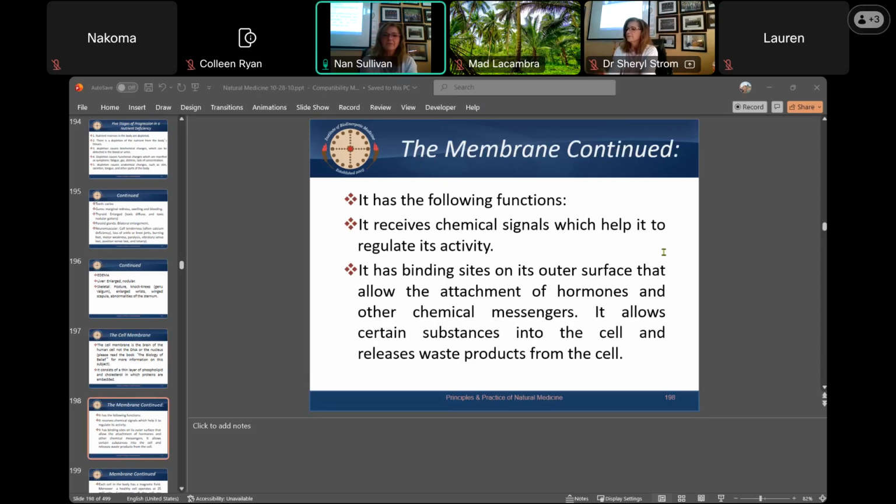So it has the following functions. It receives chemical signals which help to regulate its activity. It has binding sites on its outer surface that allow the attachment of hormones and other chemical messengers. And it allows certain substances into the cell and releases waste products from the cell.